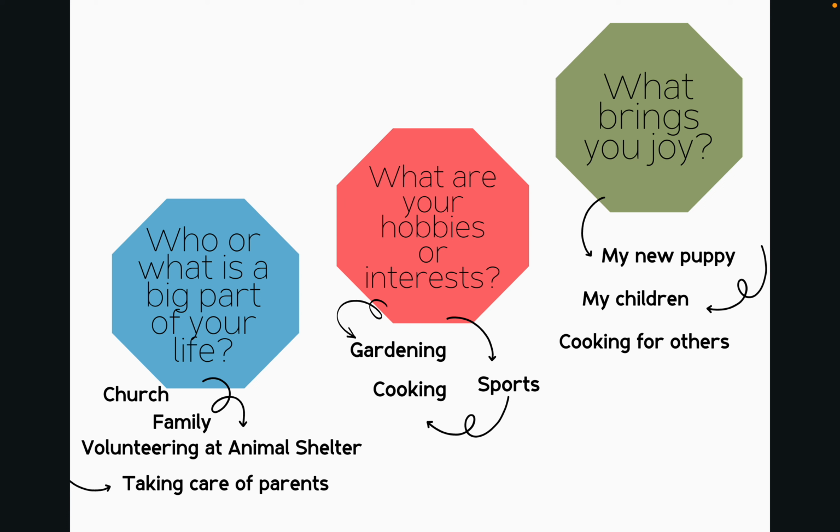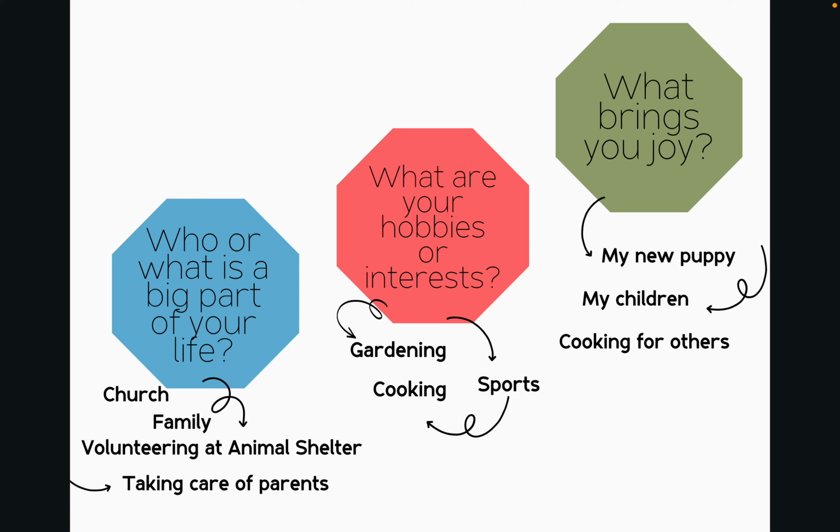Some of your list may look like this. You might have a couple of items on your list as far as being a big part of your life, like your church and family, volunteering at animal shelters, and maybe even things such as taking care of your parents. For your hobbies and interests, it could be something like gardening and cooking and sports. And when you write something like sports, that could not just mean necessarily playing sports. It could be watching sports, talking about sports. It could be watching your kids play or taking them to the games. So it doesn't have to necessarily be specific.